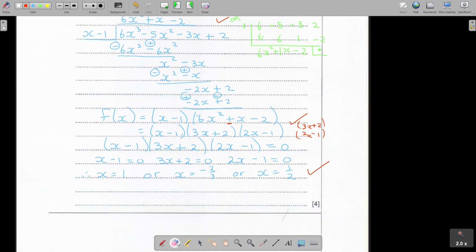Just take note, that was not a negative. It was just my pen slipping a little bit there. That was just a 6. It was a nice question to start with.